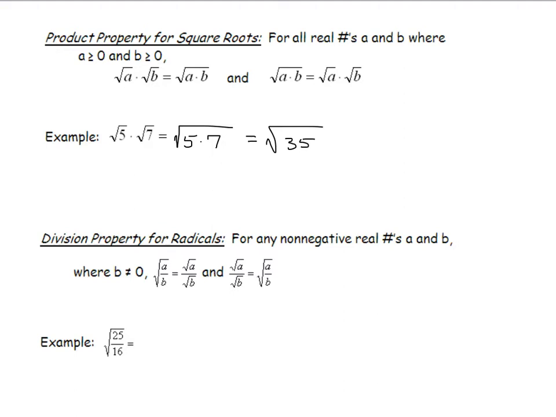So, for example, if we take the square root of 25 divided by the square root of 16, I can split that up by my division property and make that the square root of 25 divided by the square root of 16. Now when I look at that, I know that the square root of 25 is 5 and the square root of 16 is 4. So sometimes it's just easier to apply these properties so that I can simplify my radicals.